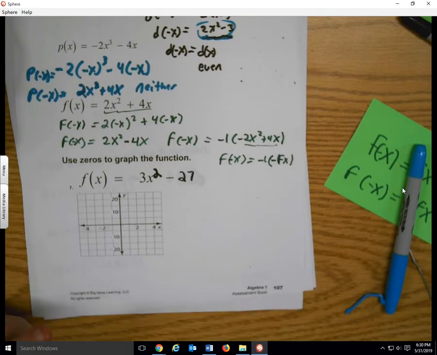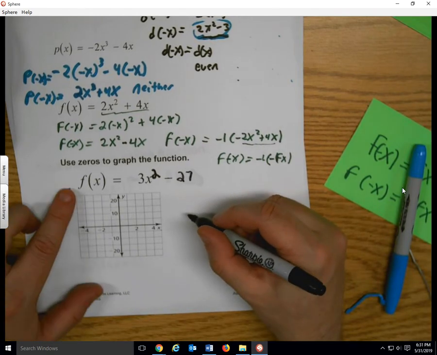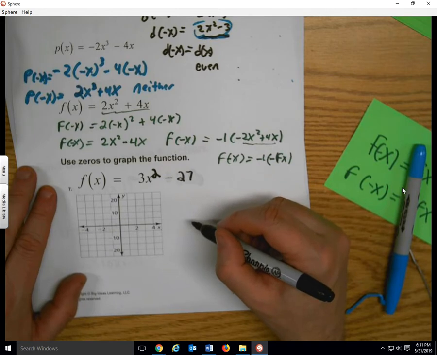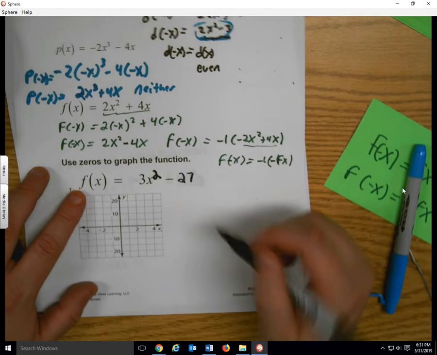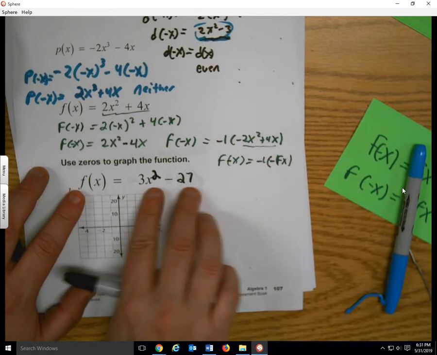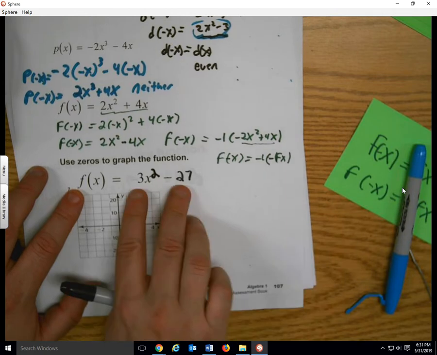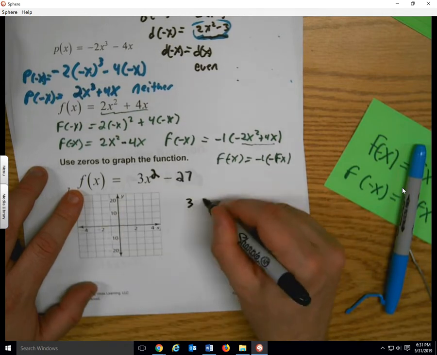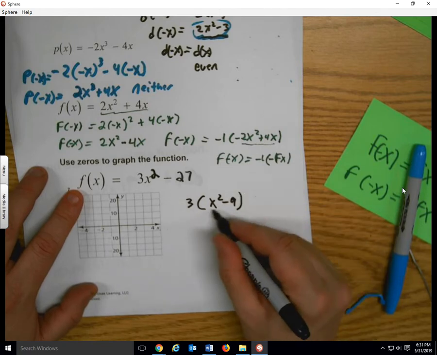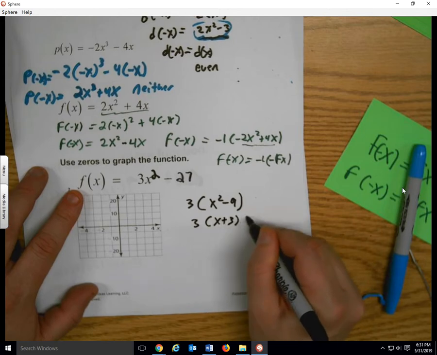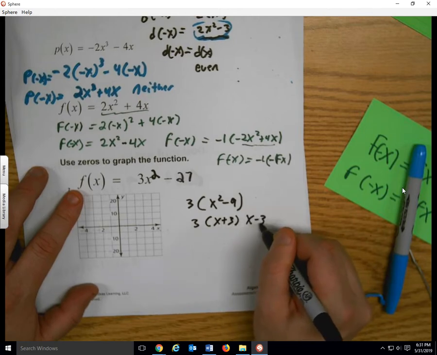Okay, using zeros to graph the function. In order to use zeros to graph the function, you would first put a 0 for the x, and then a 0 for the y, or the f of x. But looking at this carefully, is there anything we can factor out? You always want to look for a GCF, and they actually do have a 3 in common. And then you can factor this one again, because of the difference of squares.